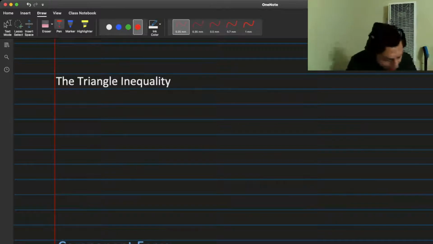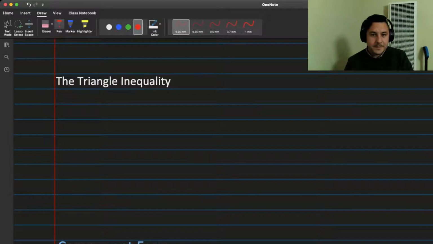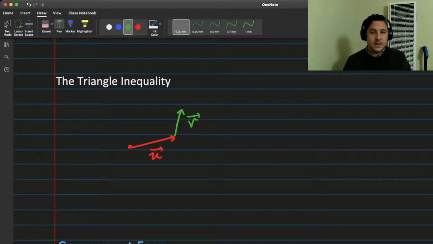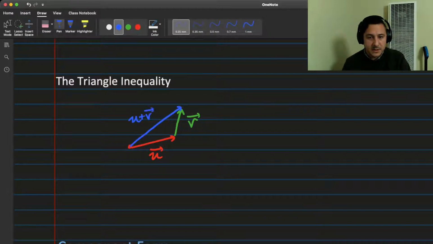Alright, so let's talk about something called the triangle inequality. This should make a lot of sense, from thinking about triangles, it's where the name comes from. Let's say you have u, and you've also got v. And then now you have a second vector, which is their addition, which is the vector u plus v.